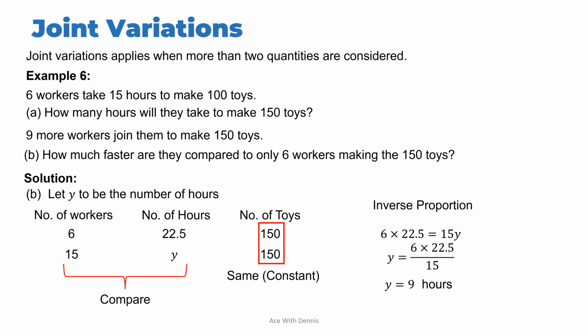But we haven't answered the question yet. We need to find the difference. So previously, if you only have 6 workers, you take 22.5 hours. If increased to 15 workers, it only takes 9 hours. So the difference will be 22.5 minus 9, which is 13.5 hours faster.